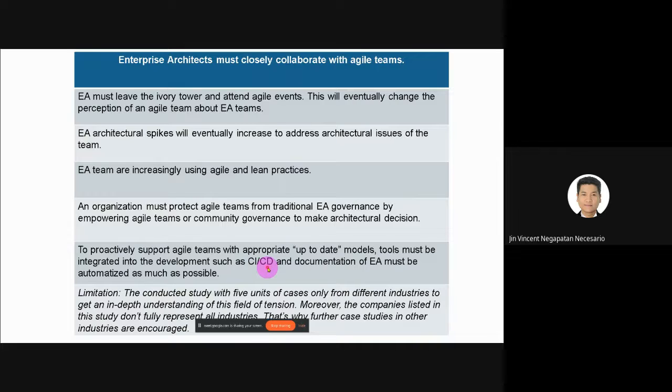So for the last thoughts and summary, as for the limitation, they conducted this study with only five units of cases from different industries. So for in-depth understanding of this field, however, these companies listed don't fully represent all industries. That's why further case studies are needed or encouraged to fully understand other areas of other enterprises.